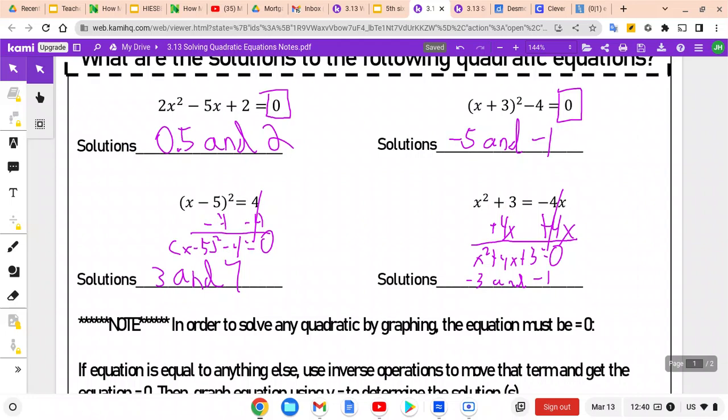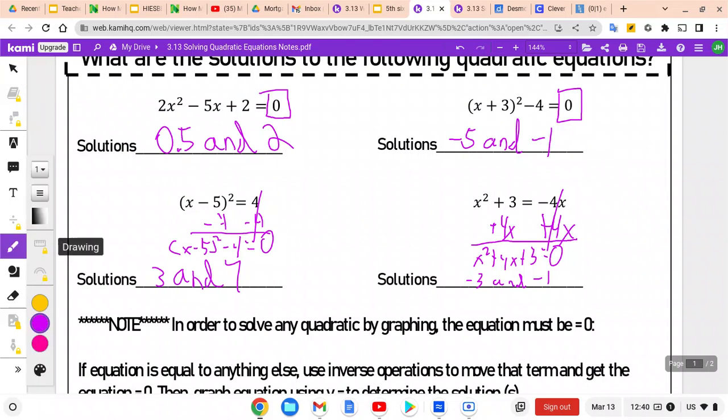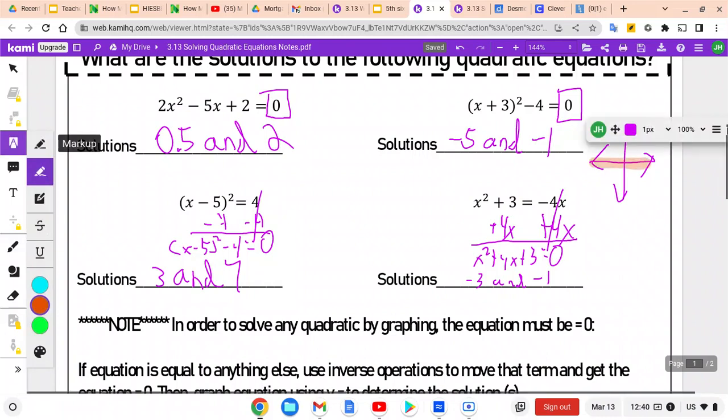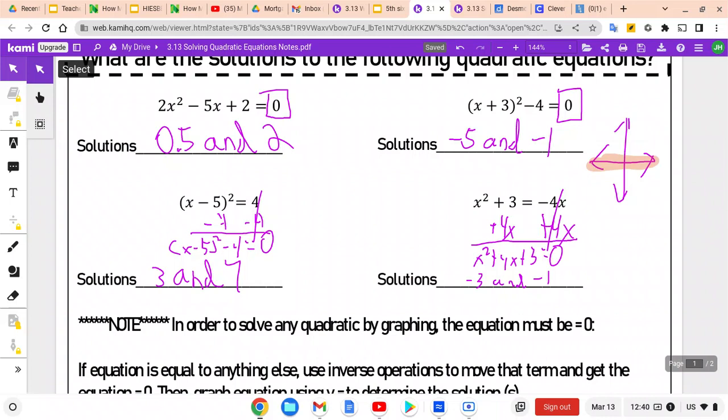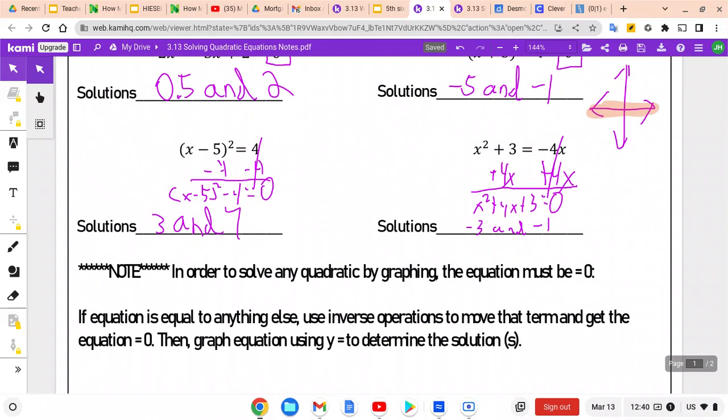Okay, so in all 4 of these problems, we were able to determine the solution by seeing where it crossed the x-axis, because the x-axis is where y equals 0. All right, y equals 0 right here. So that's the x-axis. Now, they have a note on the bottom here. In order to solve any quadratic by graphing, the equation must be equal to 0. That actually is not true.